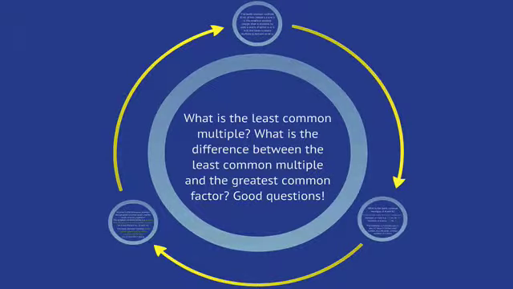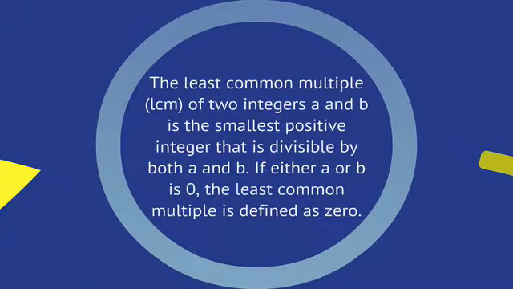What is the least common multiple? What is the difference between the least common multiple and the greatest common factor? Good questions. The least common multiple of two integers a and b is the smallest positive integer that is divisible by both a and b. If either a or b is 0, the least common multiple is defined as 0.